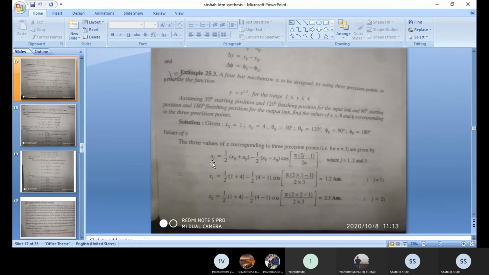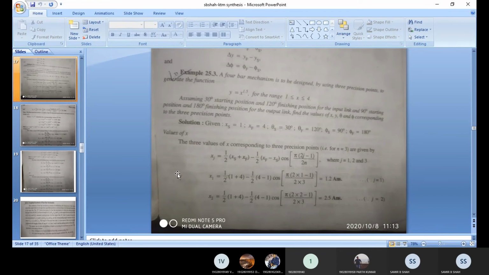Whenever this kind of data is given to you, we already discussed it in the tutorial and in the lab. You just have to write down the equation from the data and put in the values. You can see here that xs is equal to 1, xf is equal to 4, and one half (xf minus 1) cos pi by 2 in place of j. This is for the first point.